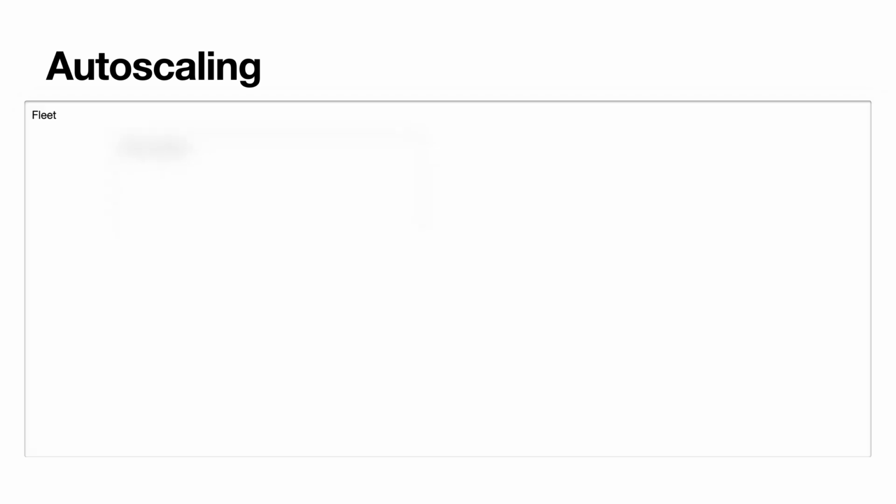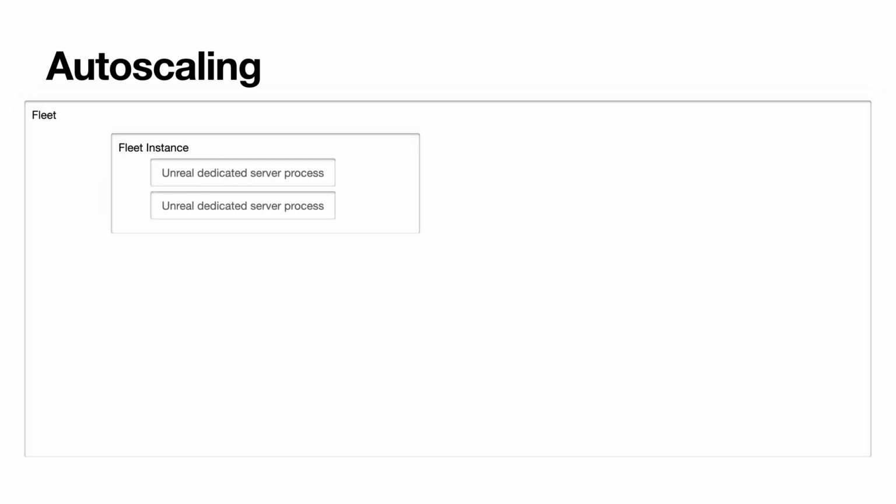We know that you can open multiple Unreal dedicated server processes in a VPC, and you can create many VPCs in a GameLift fleet. But we don't want to create VPCs manually when the player number increases in the middle of the night, or hire a server manager to monitor the player number and open or terminate VPCs. So, we need auto-scaling. At the beginning, the fleet will only have a fleet instance filled with Unreal dedicated server processes. While players are playing the game, these Unreal dedicated server processes will be associated with game sessions.